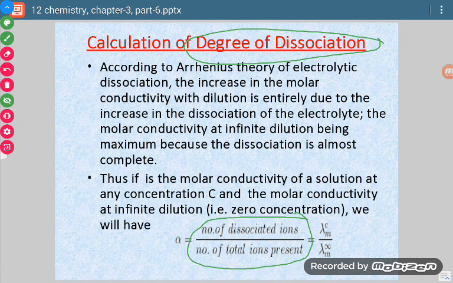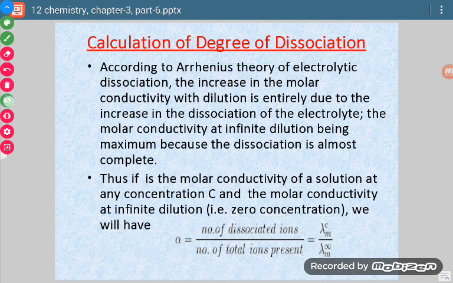So alpha is equal to lambda mc over lambda m naught. Here lambda mc means molar conductance at concentration C, and lambda m naught means limiting molar conductance. So if we want to calculate the degree of dissociation of a weak electrolyte, then first of all we should know the limiting molar conductance value of the weak electrolyte, and then we will apply this formula and we will get the value of degree of dissociation.